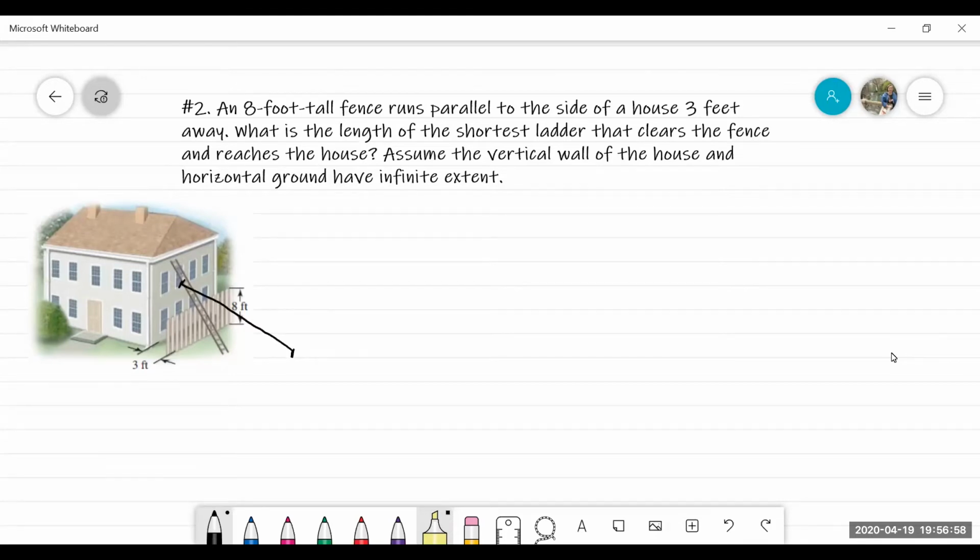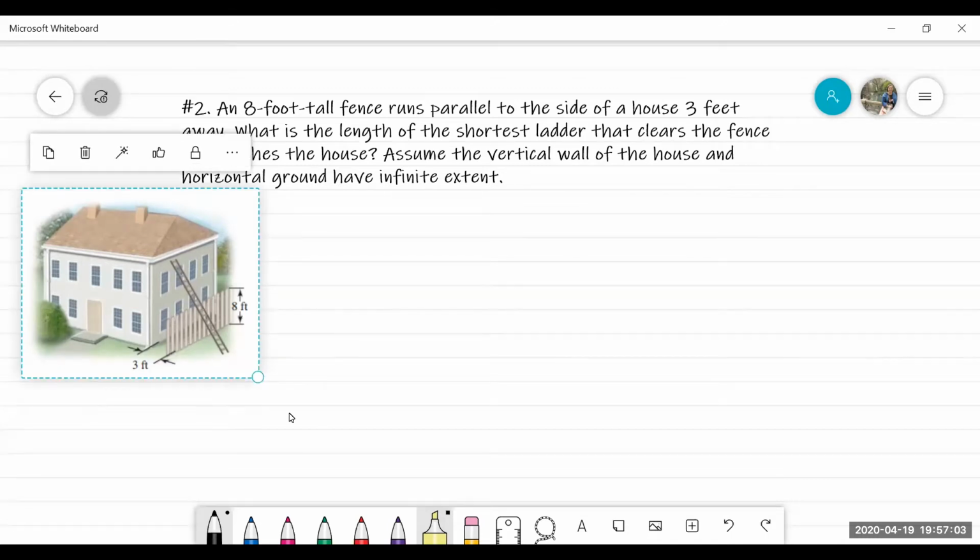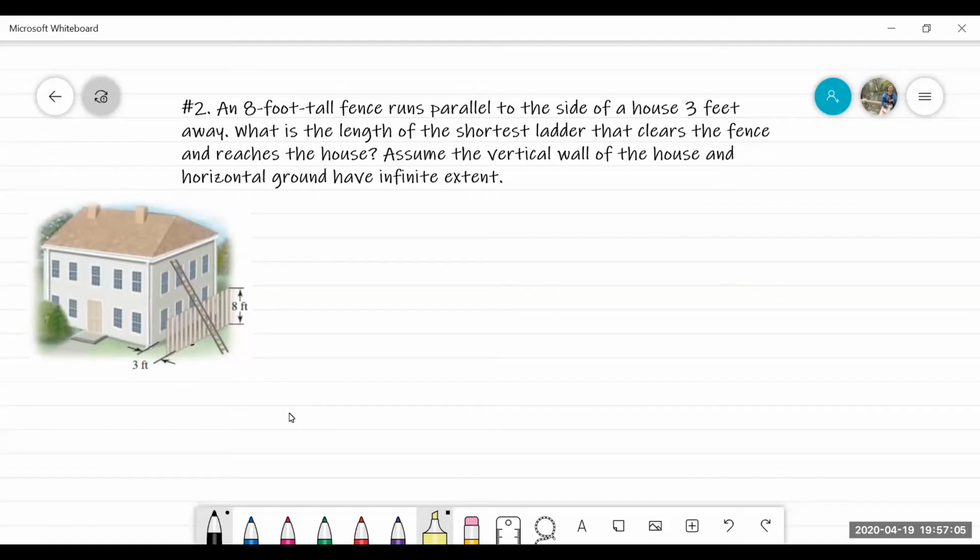An alternative to that would be to put it very close to the house, so that it's even closer than this. But in order to reach the house, again, that ladder would have to be very, very long in order to close that distance.